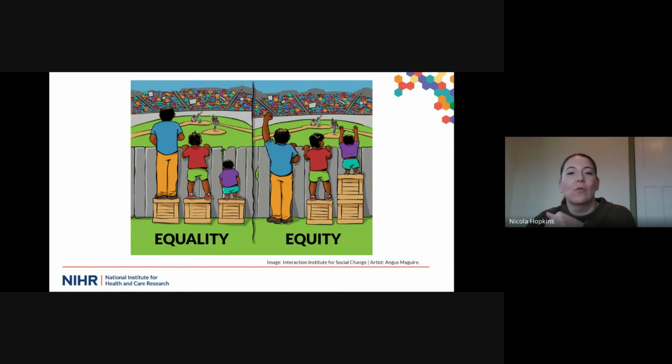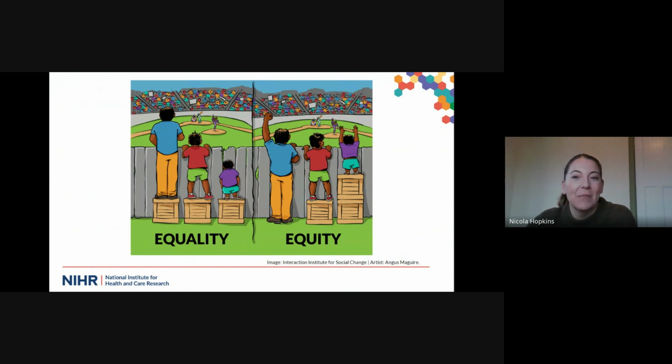Okay, so thinking back to equality and equity, this diagram is one that you might have come across before. It was developed by the Interaction Institute for Social Change. On the left-hand side of the picture, we can see that there are 3 individuals of different heights and they're all standing on the same size box. They're all trying to watch a game of football. The taller individual, not football, sorry, it's baseball, isn't it? The taller individual can easily see over the fence, even without the box.